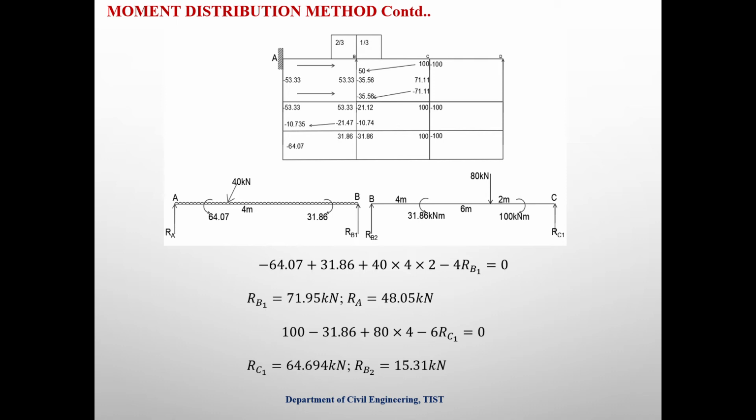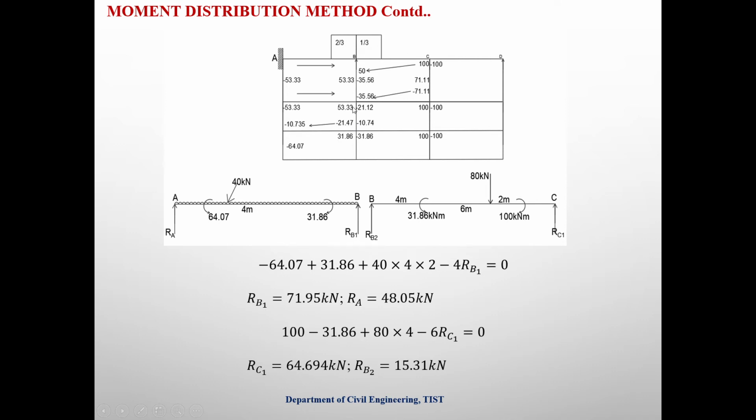Then moving on to the intermediate support. At the intermediate support, 53.33 minus 21.12 is 32.21. In order to make the total moment at that joint equal to 0, we have to apply minus 32.21. That means 2/3 of minus 32.21 will be here and 1/3 will be here.